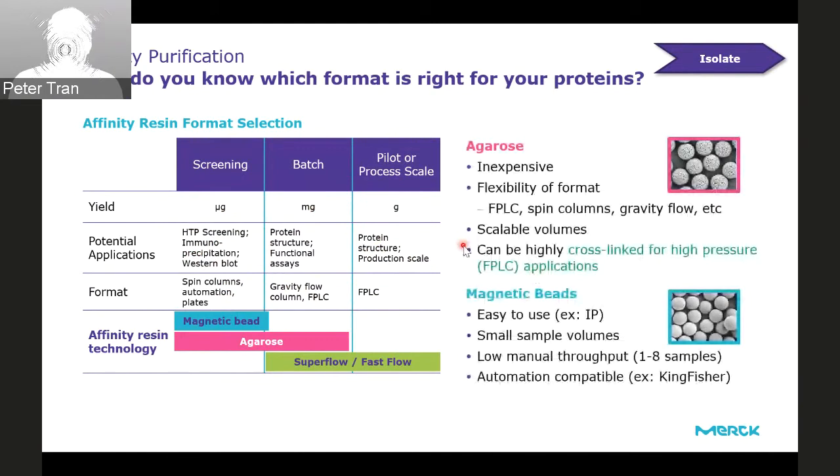The key difference between agarose and magnetic beads is that agarose is much cheaper. It is more flexible. You can pack it into a column, it is scalable, and you can use it for HPLC. But magnetic beads are easier to use, and are normally for smaller samples, low throughput.